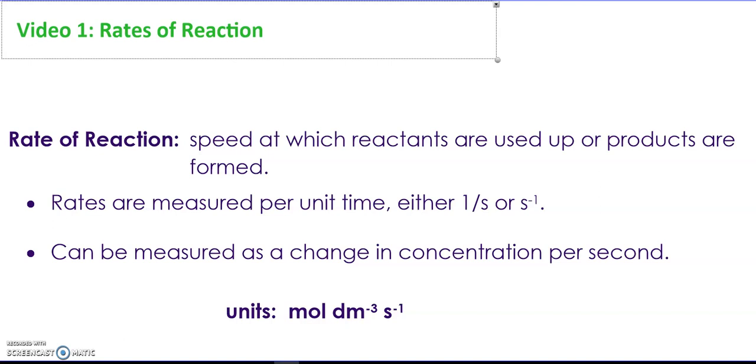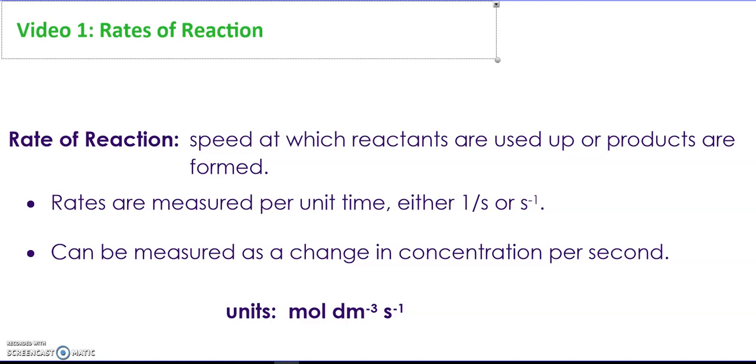This is the first video in a unit about chemical kinetics, and chemical kinetics is how fast a reaction occurs. So we're looking at rates. We have to understand just what a rate of reaction is before we can get into any sort of calculations and what affects these rates.